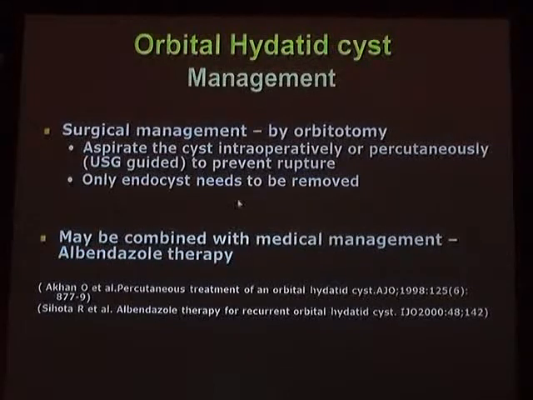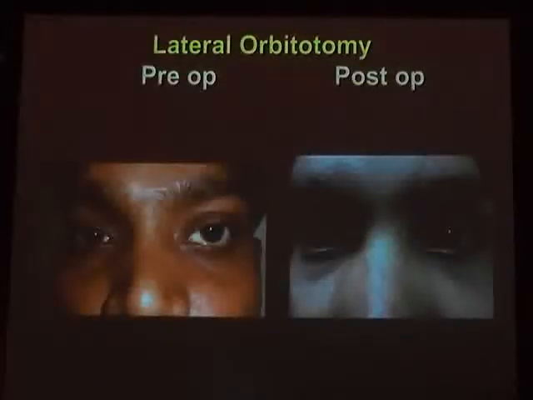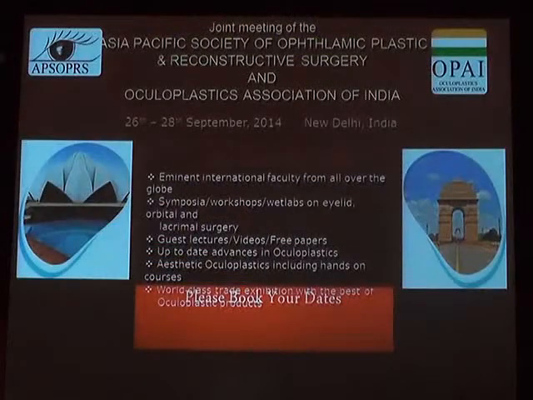Management is largely surgical by orbitotomy, and you can aspirate the cyst intraoperatively to debulk it to prevent its rupture during surgery, because a debulked cyst is much easier to dissect, and you need to remove only the endocyst. You can combine the medical management with the surgical management in order to combat the effects of spillage and the secondary effects thereof. And the results of the combined therapy can be quite gratifying.